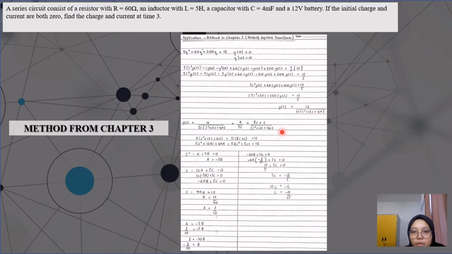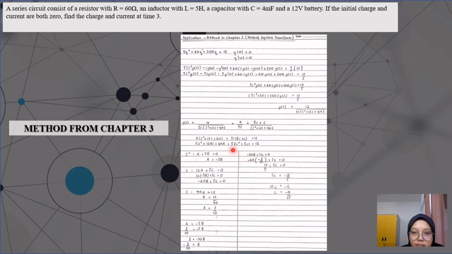So from that equation we can make the partial fraction decomposition, we need to find the value of A, B and C. So we multiply across the equations. So we get A times S squared plus 12S plus 40 plus 5S plus BS plus C equals 12. And from that equation we get the new equation equal to 12.